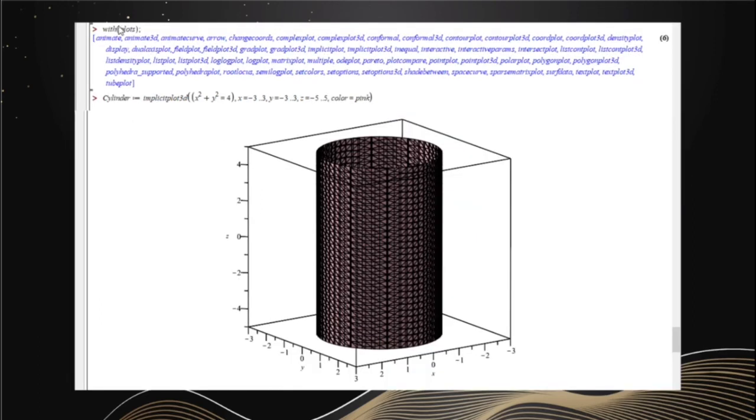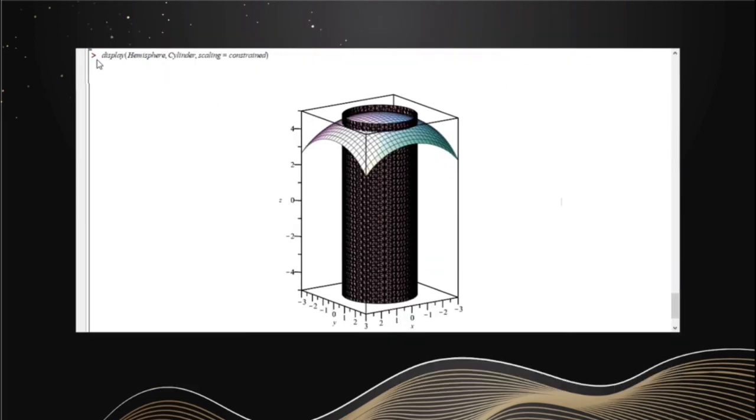And then we use the command with plots, and then we run it. And then we use the command of cylinder implicitplot3d. We insert the equation of the cylinder with the range of -3 to 3. Same goes to the y-axis. And for this z-axis, we use -5 to 5 according to the radius of the hemisphere. So we will get this as the result. And then we use the command of display hemisphere, cylinder, scaling equals to constrained. So we will get this solid.